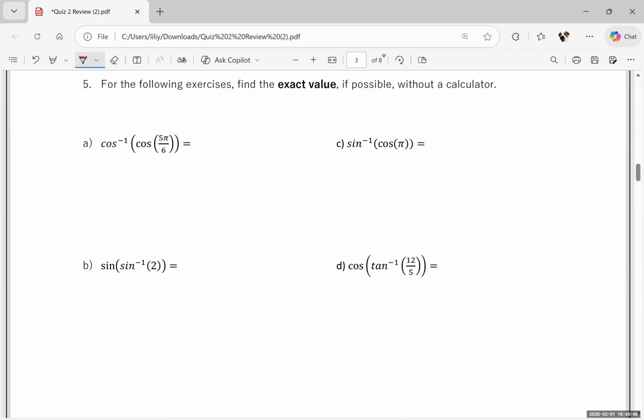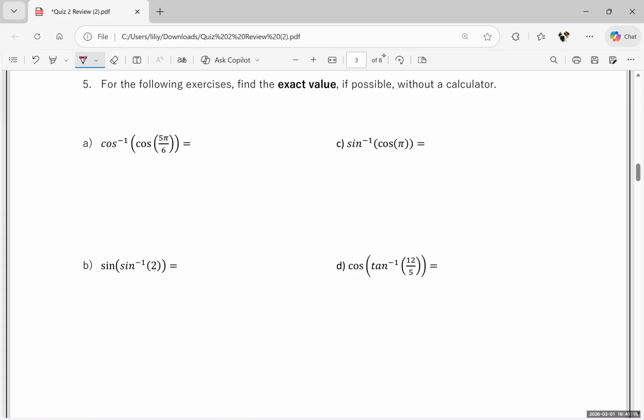On number 5, we have a bunch of composition of trig functions. So we will go ahead and run through this. On these, I will ask you to explain why you got your answer. So you actually do have to write down the explanations or step-by-step solution in order to get full credit. I know you can put these into a calculator, which is why I'm going to ask for explanations.